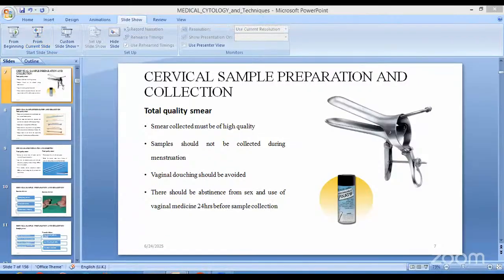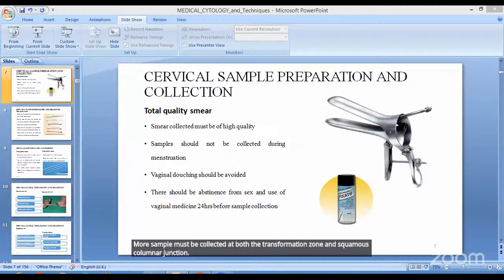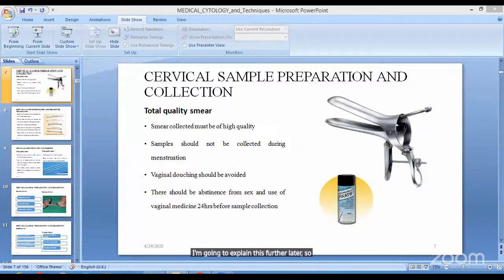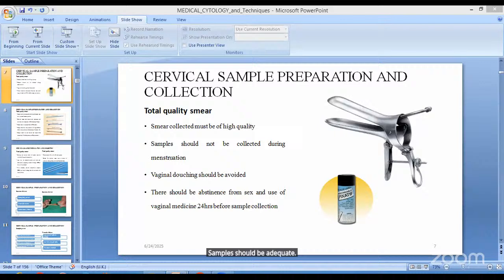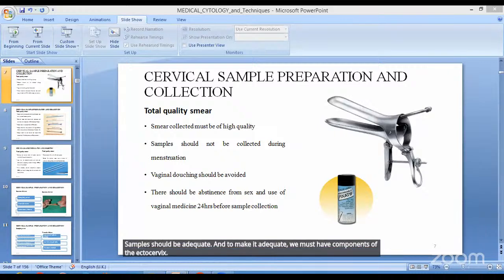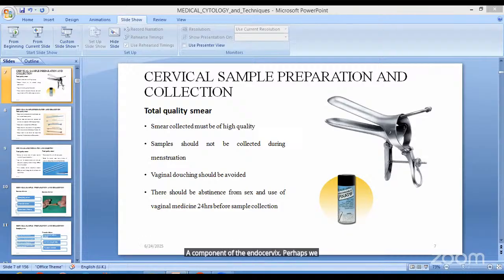More, sample must be collected at both the transformation zone and squamous-columnar junction. I'm going to explain this further later so that you have better understanding. Cervical sample must contain both ectocervical and endocervical components to fulfill adequacy of sample. To make it adequate, we must have components of the ectocervix and components of the endocervix. Perhaps we should have the squamous cells and the glandular cells.